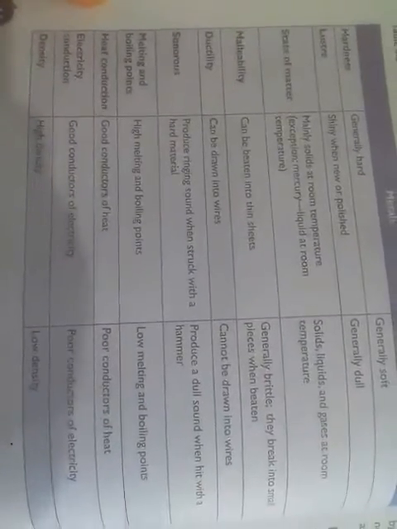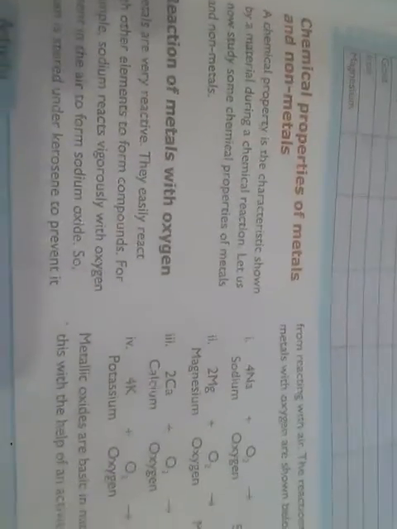Here you see all the properties of metals and non-metals given to us, and we see the difference between them. Now chemical properties of metals. The ones we discussed were the physical properties. Chemical properties are usually related to chemical reactions.